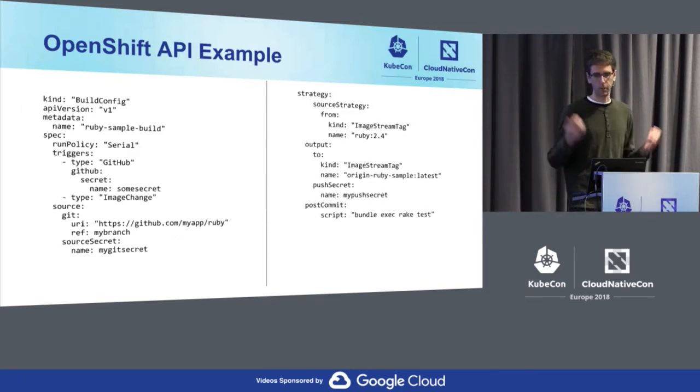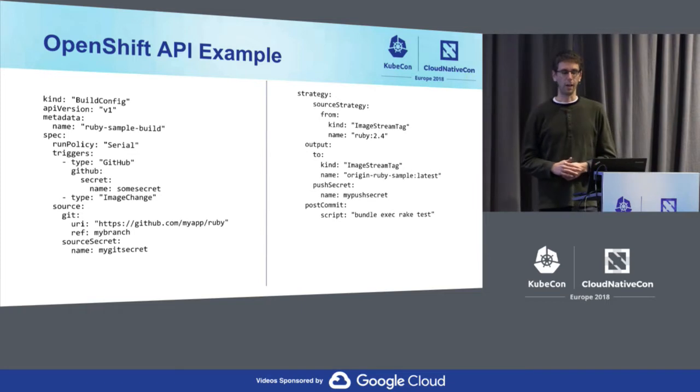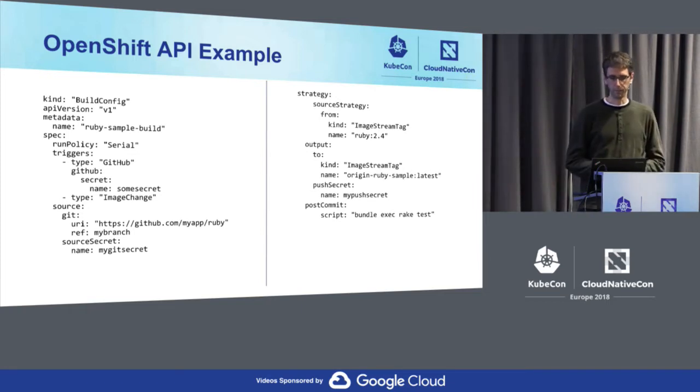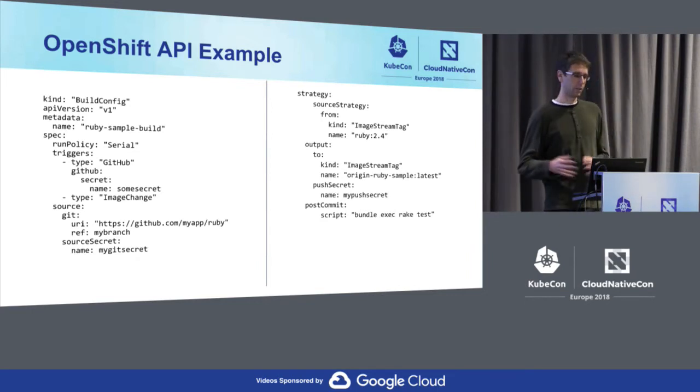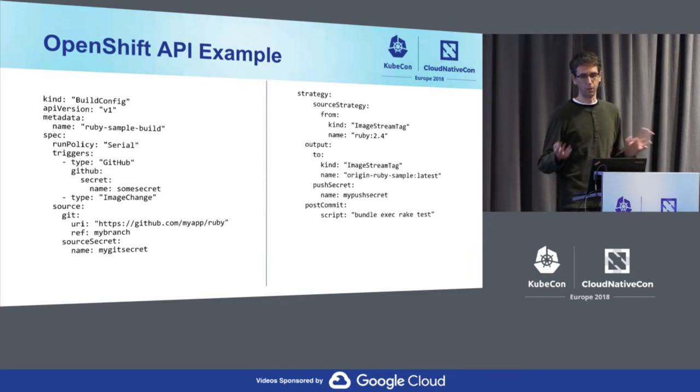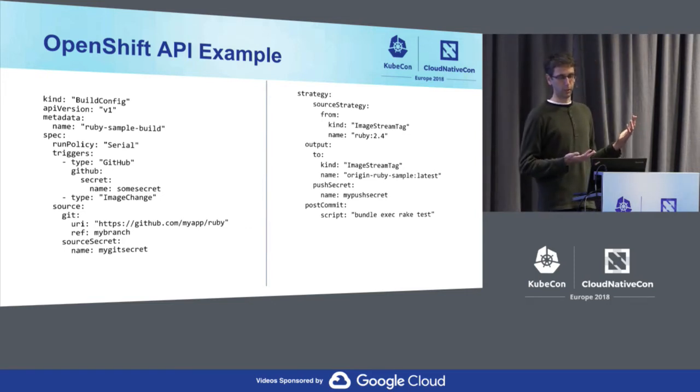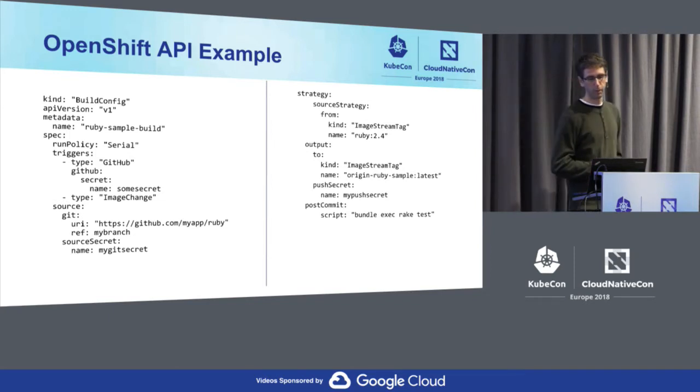Wouldn't be a Kubernetes presentation without some YAML. So here is an example of the build config API spec'd out. And you can basically just see the various inputs that I discussed. There is more than what is seen here, but you can see we've got the run policy as serial. We've got a GitHub trigger so that when your GitHub repository changes, we will trigger a build here. We also have an image change trigger so that if the base image changes, we'll run a build.